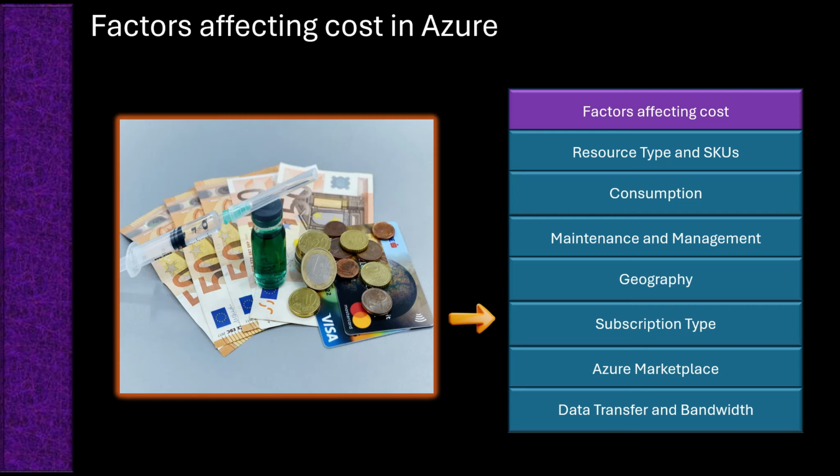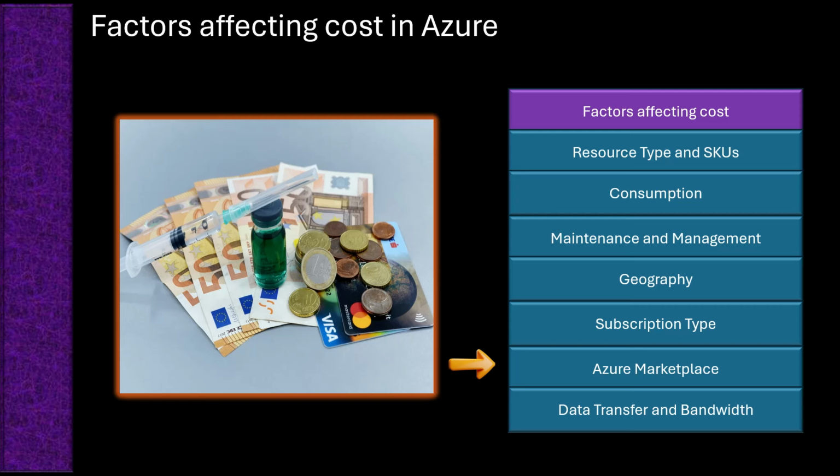Costs differ based on the subscription type as well. When you go with pay as you go, there is no upfront cost but higher rates. When you go with reserved instances, committing to 1 or 3 year terms for VMs can provide discounts. When you go with dev and test subscriptions, you will get discounts for non-production environments. And when you go with enterprise agreements, you can have customized pricing based on large scale commitments.